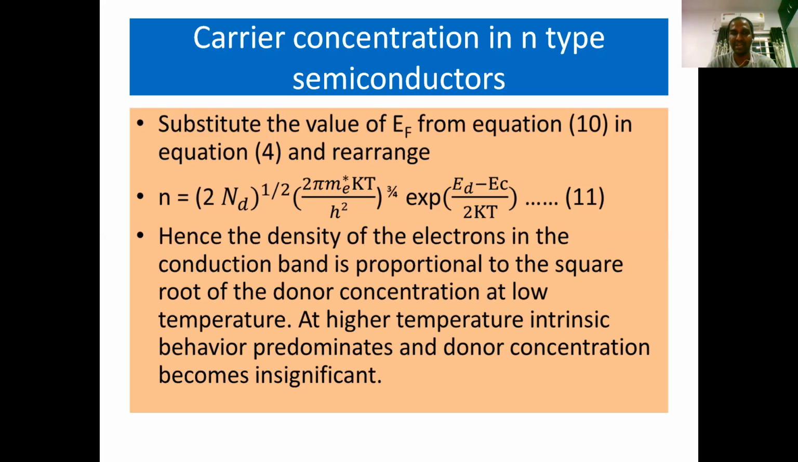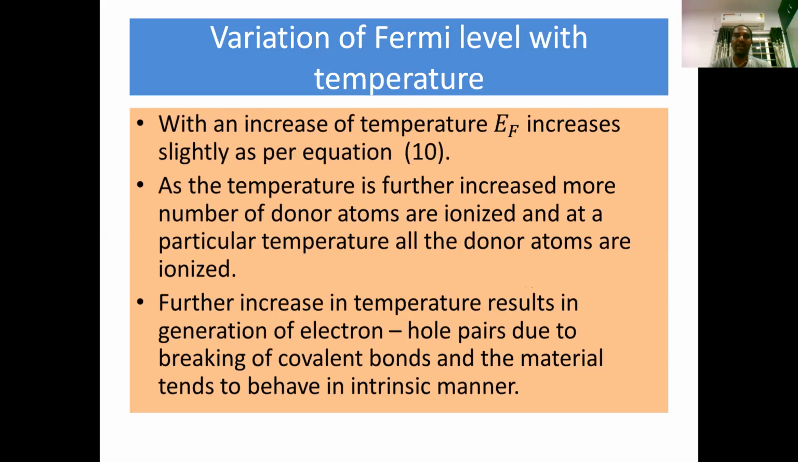At higher temperature, intrinsic behavior predominates and donor concentration becomes insignificant. And if we want to know the variation of the Fermi energy level with temperature, with the increase of temperature, the position of the Fermi energy level slightly increases as per equation number 10. As the temperature is further increased, more and more atoms are ionized. As a result, the electron concentration in the conduction band increases, and at a particular temperature, all the donor atoms are ionized. Further increase in temperature results in generation of electron-hole pairs due to the breaking of covalent bonds, and the material tends to behave in an intrinsic manner.